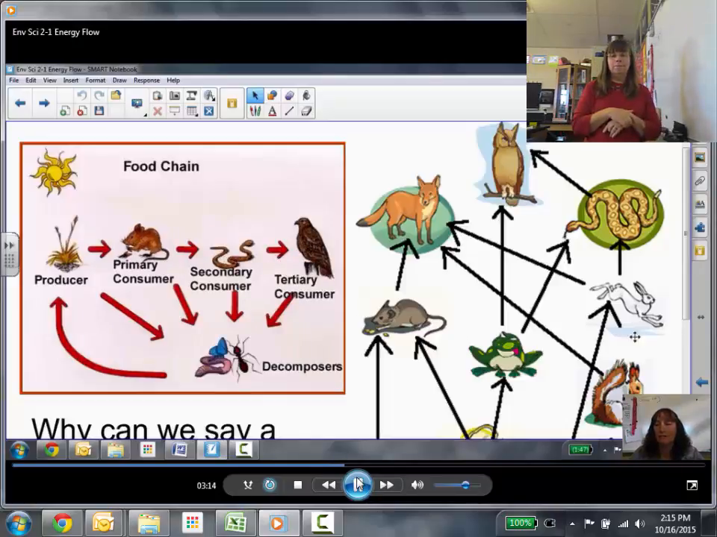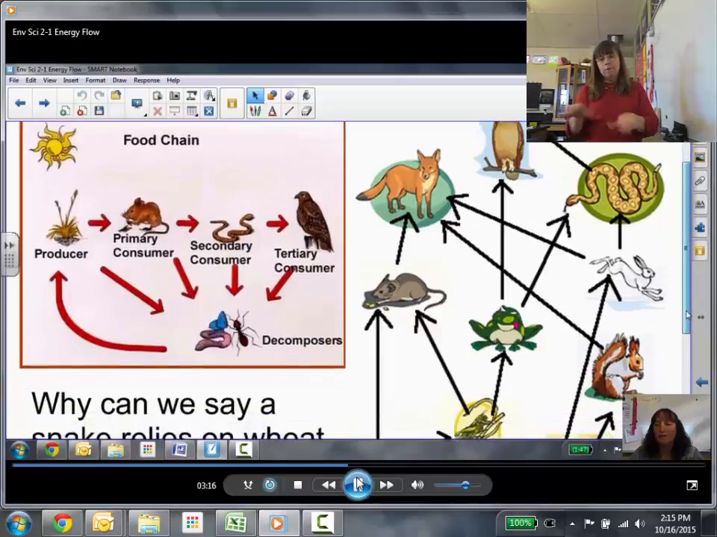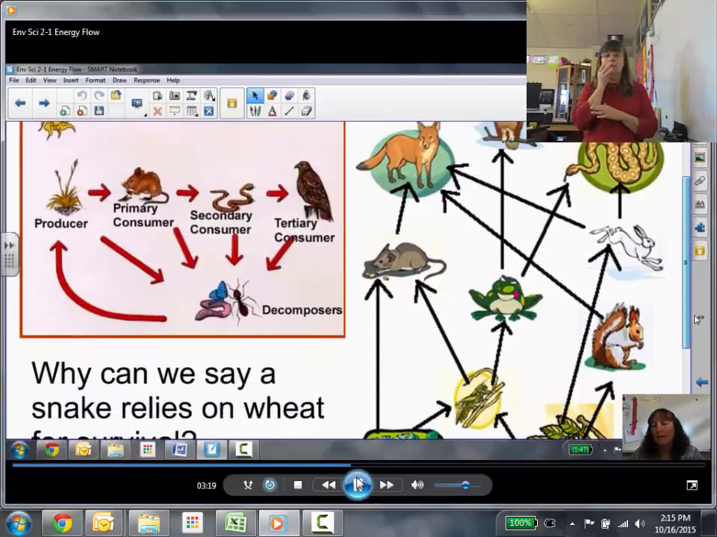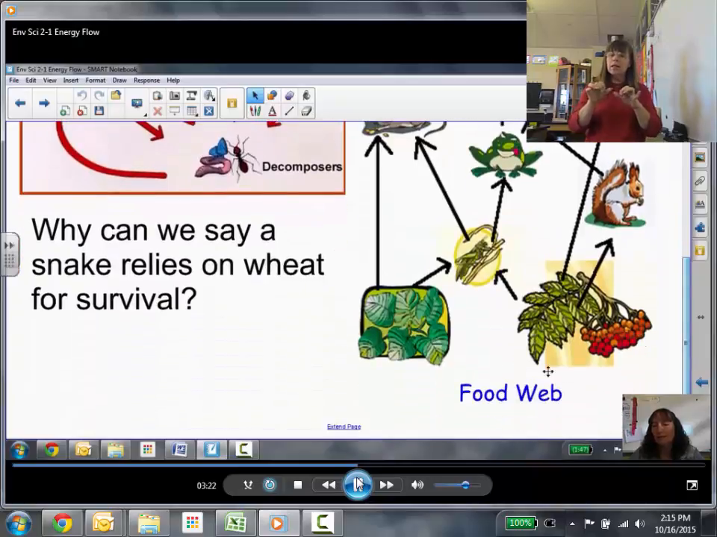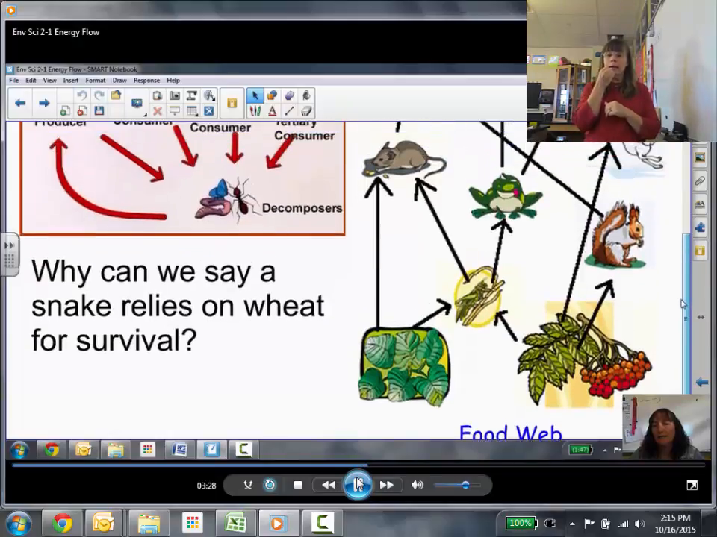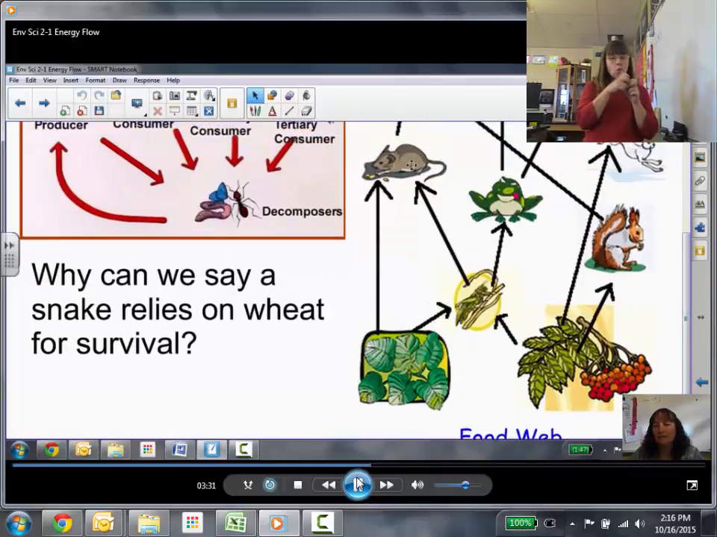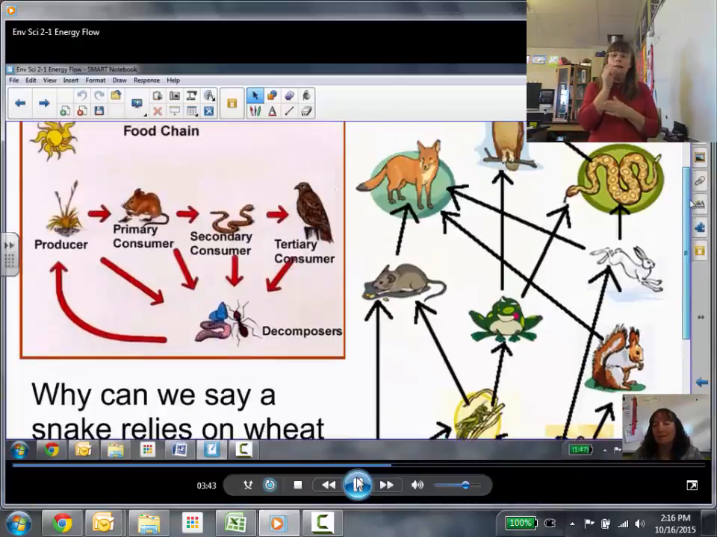So when we look over here at the food web, you see it gets a little messier, but when we start down at the bottom, we still have plants. We have a grasshopper eating the plants, we also have a squirrel eating the plants, and the mouse eating the plants. Then we have the frog eating the grasshopper, but then the mouse also eats the grasshopper. And then we have a rabbit here, which is also eating that plant.